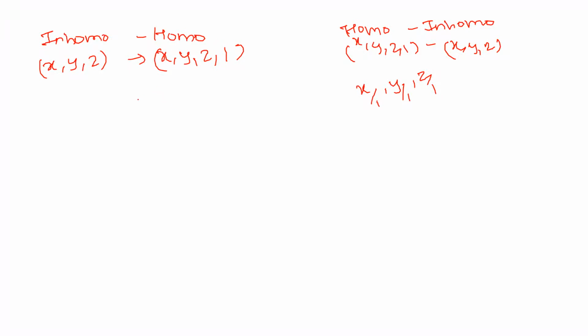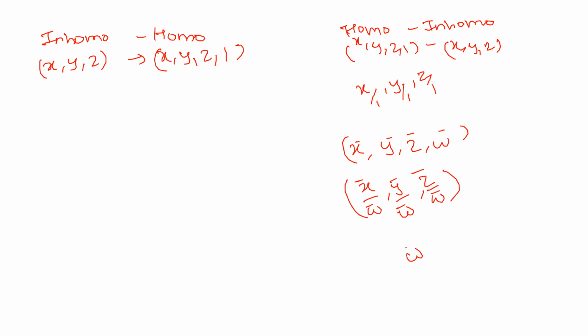In general form, the homogeneous point is x bar, y bar, z bar, w bar. We can write the inhomogeneous point as x bar divided by w bar, y bar divided by w bar, z bar divided by w bar. If this w bar is 0, the denominator becomes 0, so we can say it is the point at infinity. We can represent it as x, y, z, 1.